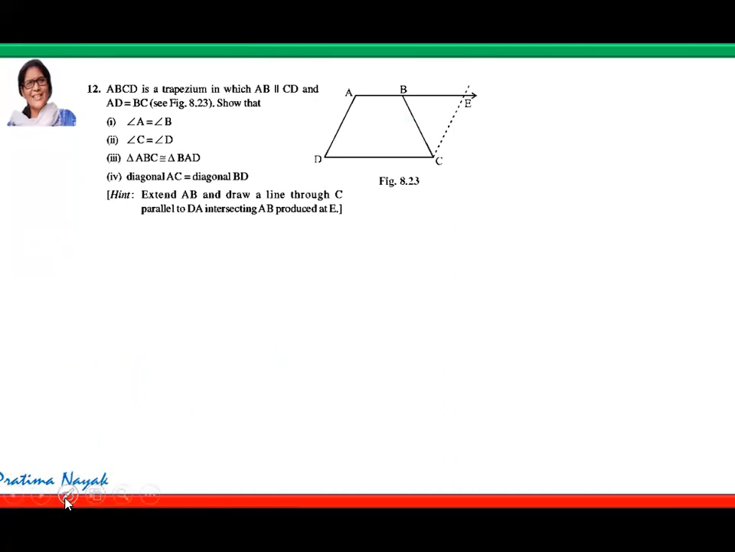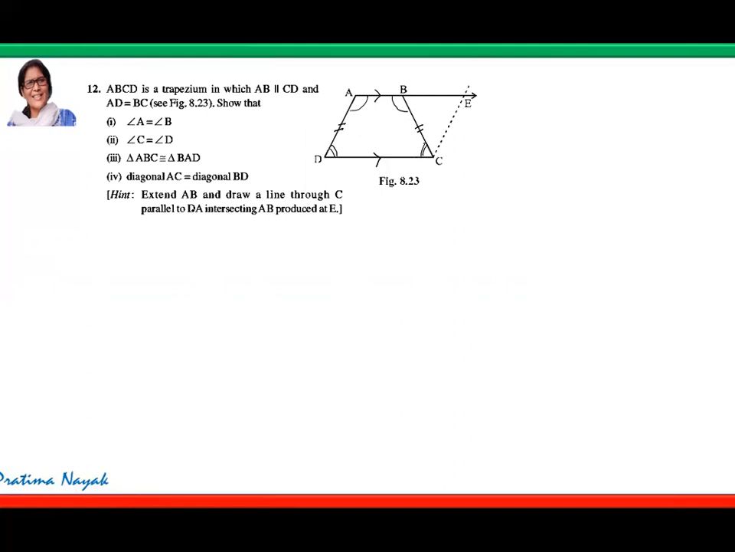Question number 12. ABCD is a trapezium. AB is parallel to CD. AD is equal to BC. Now show that angle A is equal to angle B. You have to show that these measurements are equal. And angle C is equal to angle D.